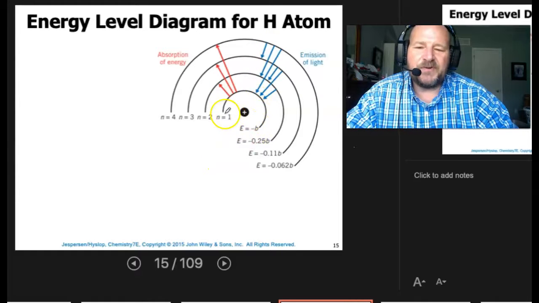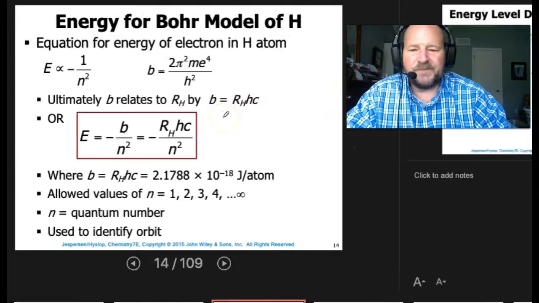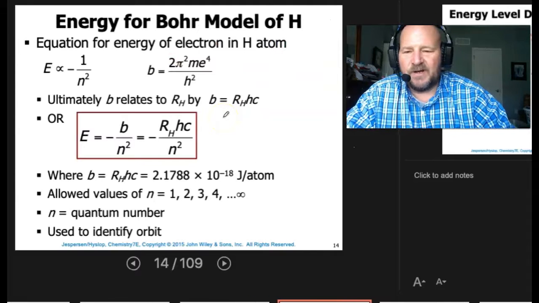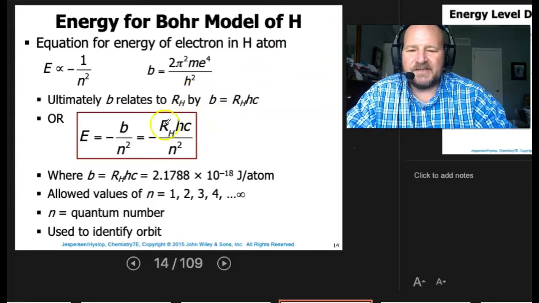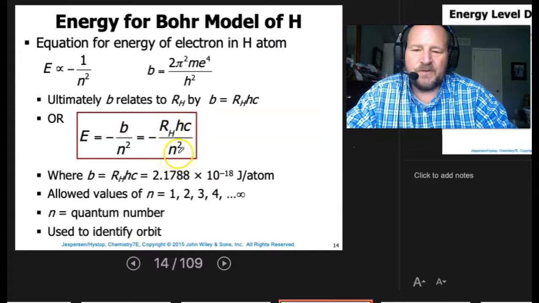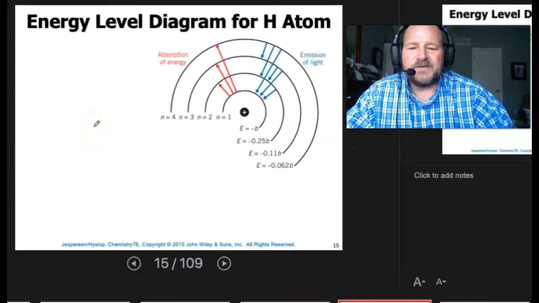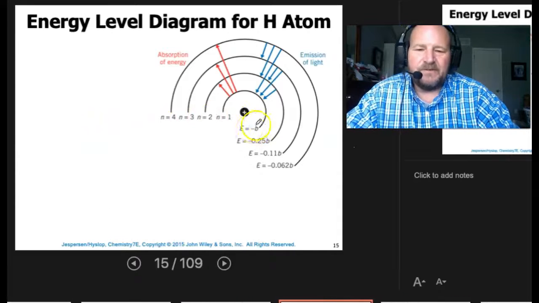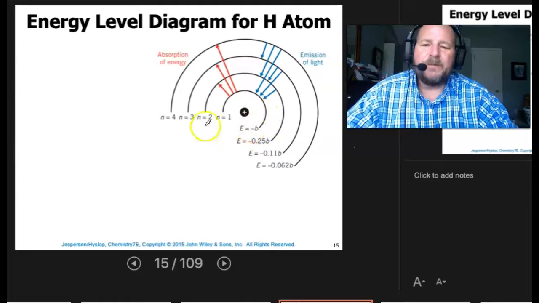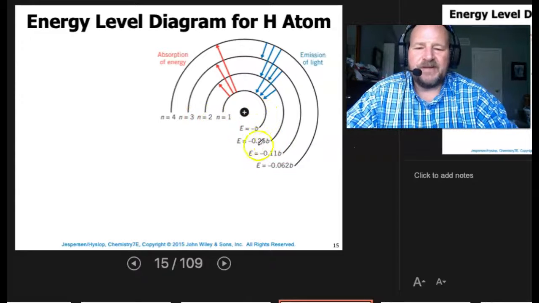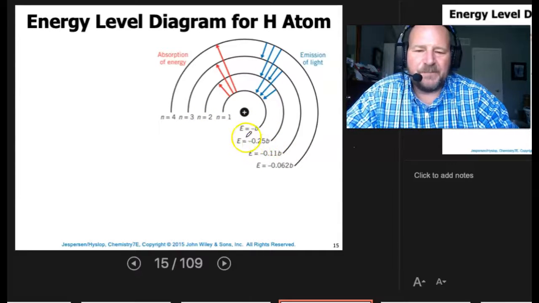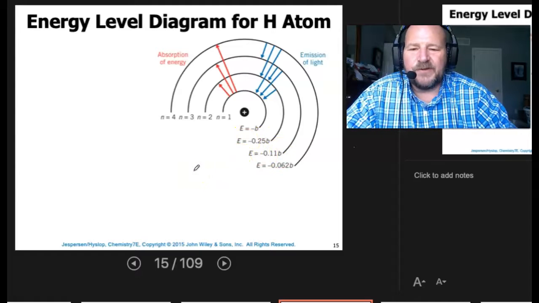So now what we're doing is putting values on n equals 1. In this equation back here, when n equals 1, we have constant times constant over 1 squared. So it's going to give us an energy value of negative B. When n equals 2, it's going to give us negative 0.25B, and so forth and so on.